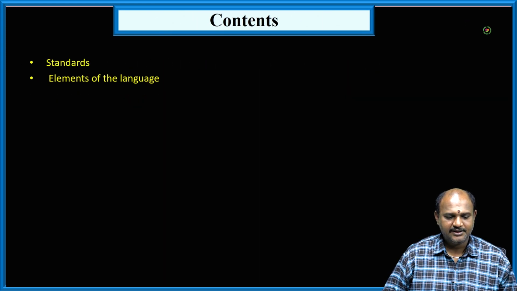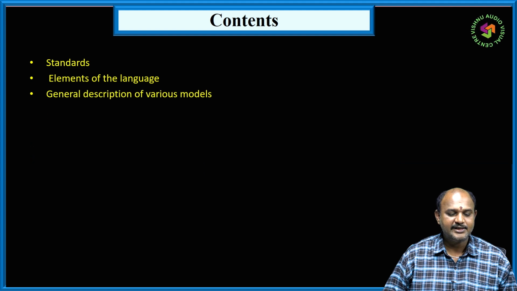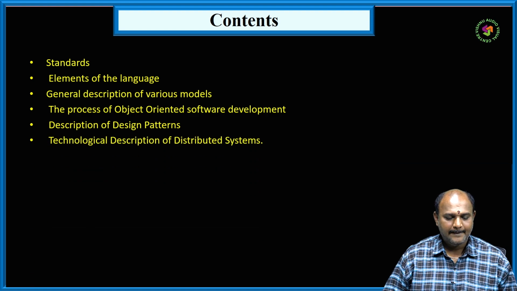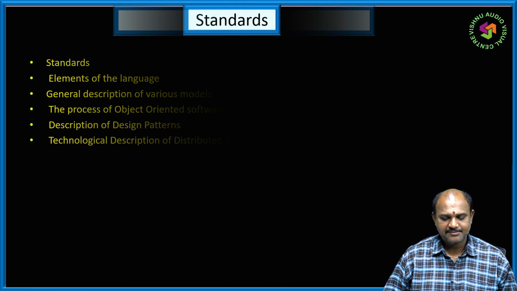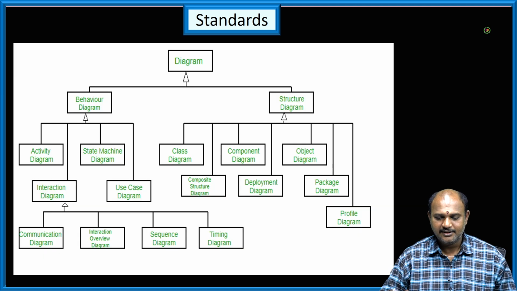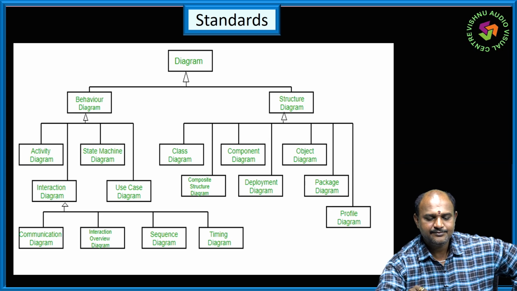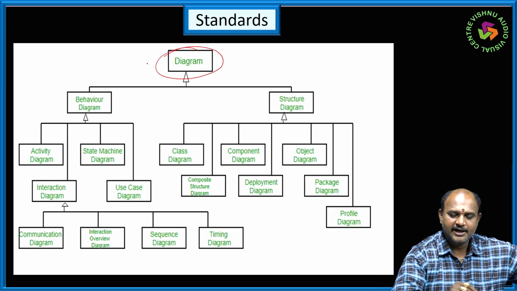Now the standards: elements of the language, general description of the modeling, process of object development, description of the patterns and design description. So these are some of the standards, and we are going to discuss them. Here the first one is the diagram.